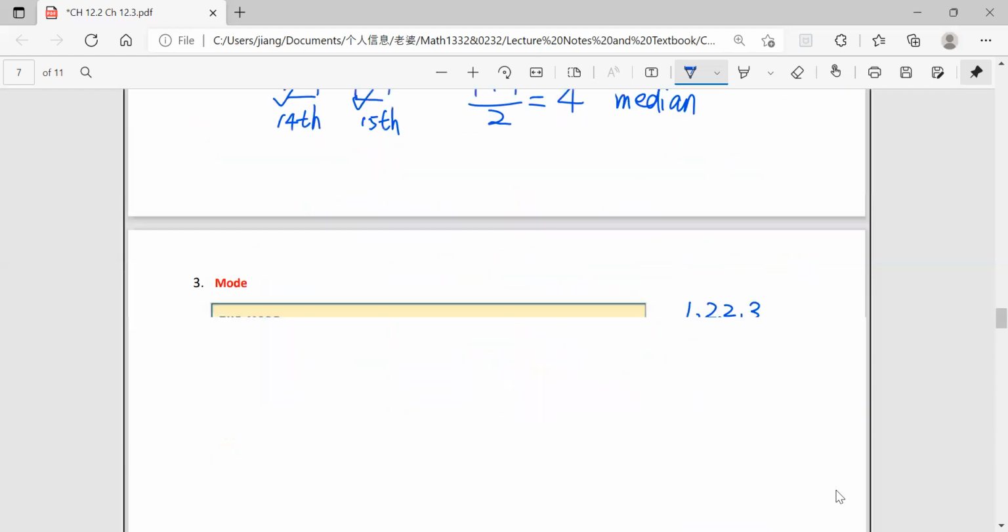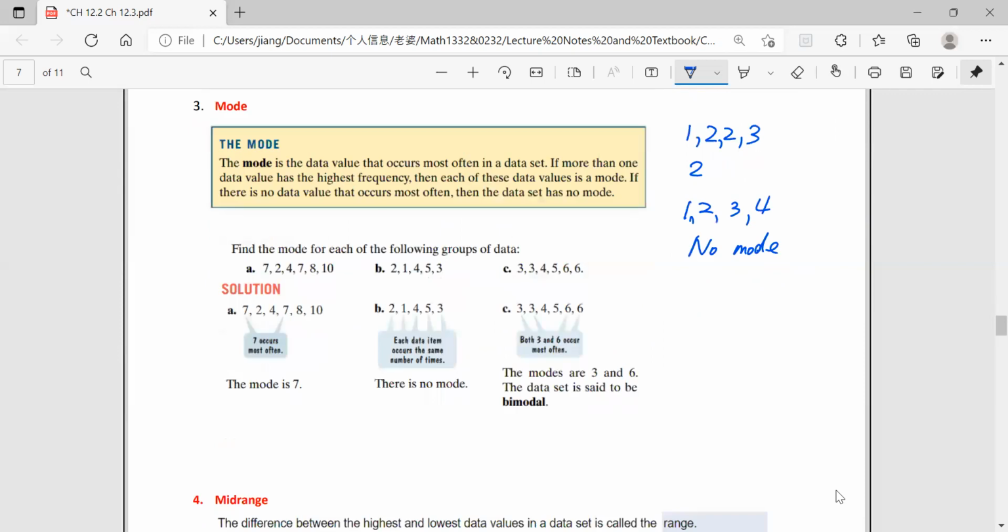That means no mode. And how about a data set that has many modes? Yes, that happens. So 1, 2, 1, 3, 3. In this one, the 1 appears twice and the 3 occurs twice. That means we have 2 modes. The first mode is 1, the second mode is 3.